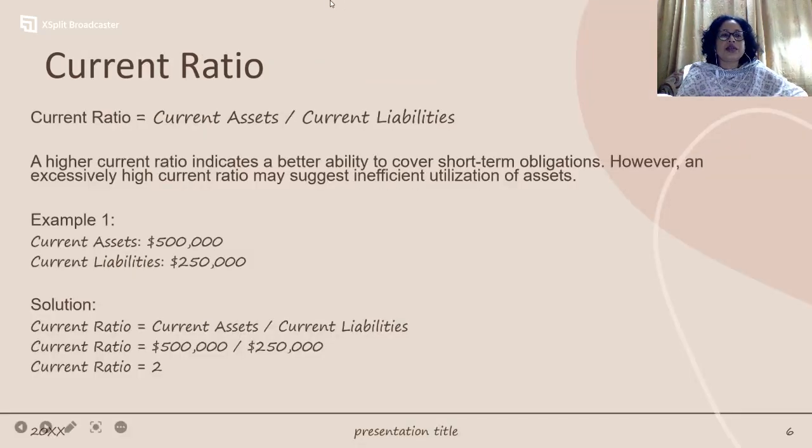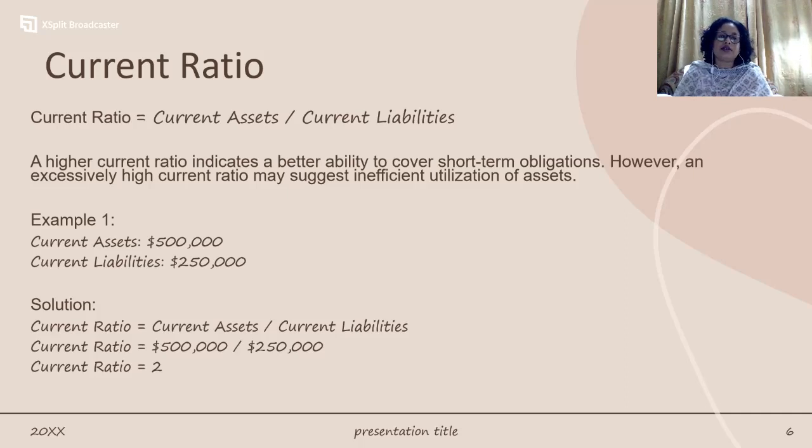Now you see, we have to find out the current ratio, which is current asset by current liabilities. A higher current ratio indicates a better ability to cover short-term obligation. However, an excessively high current ratio may suggest inefficient utilization of the asset. So, your ideal current ratio is 2:1. That means your current asset should be 2 while your current liabilities should be 1. Means from the liabilities your assets should be twice. So that is the ideal current ratio.